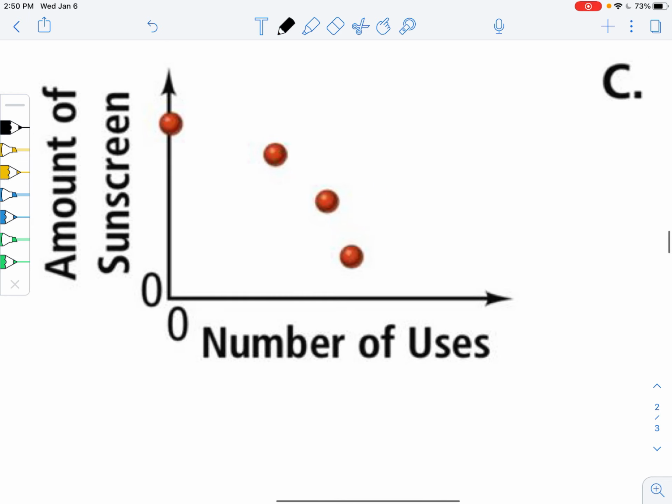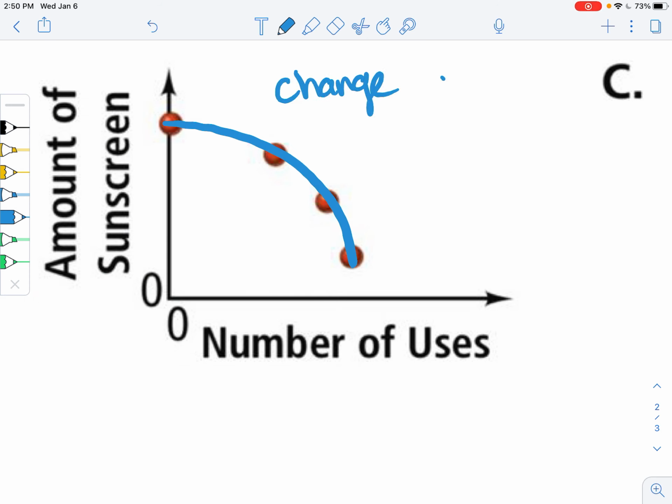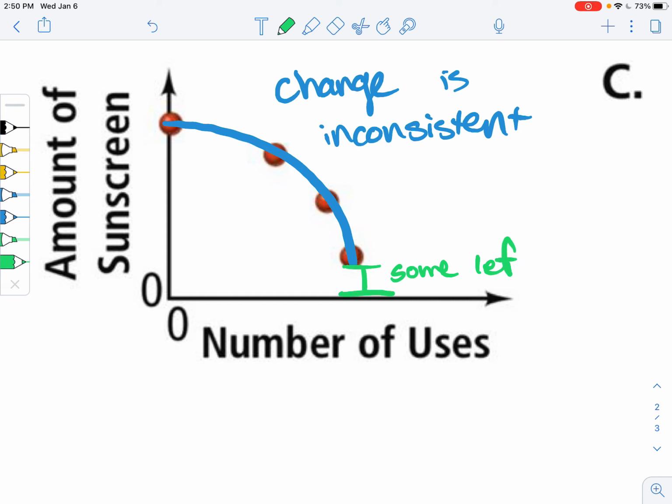Here, let's look at this story. Here, the change is not constant. Each time you use it, you use more and more. It's curved. It's not constant. So change is inconsistent, we can say. And there's some left at the end. We don't end at 0 left. And how many uses are there? 1, 2, 3. There are 3 uses at the end.